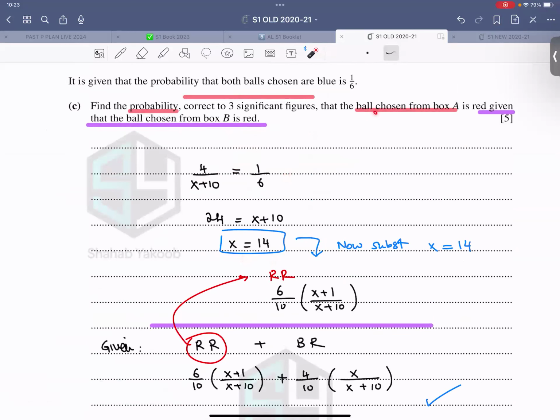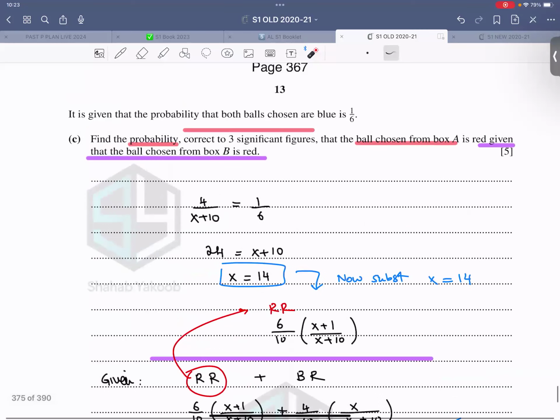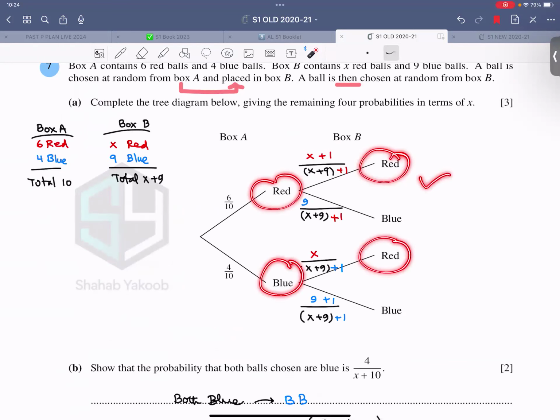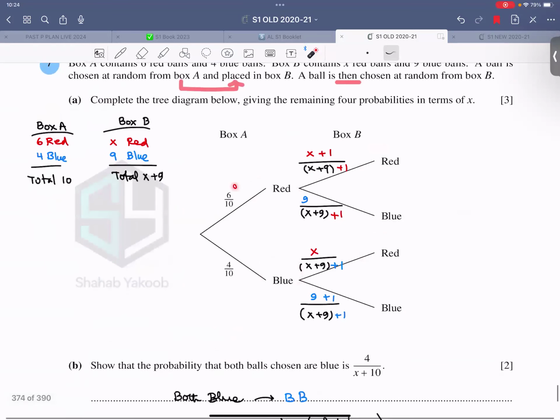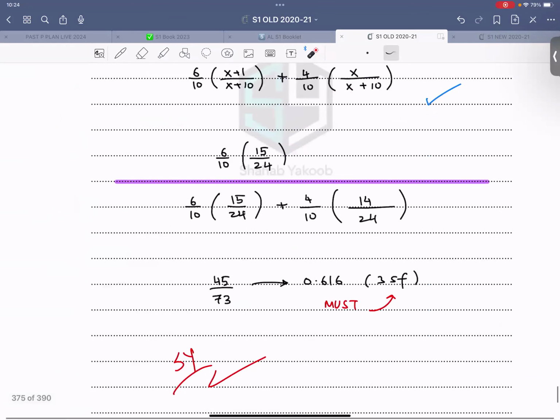Find the probability that the ball chosen from box A is red, given that the ball chosen from box B is red. So first of all, we are interested in given. Given means conditional probability. Ball chosen from box B is red. That means it could be red, red, or it could be blue, red. The ending should be red. So 6 over 10 into this thing, 4 over 10 into this thing. And after substituting the values, this is the condition, and red, red goes up. And that is the answer.